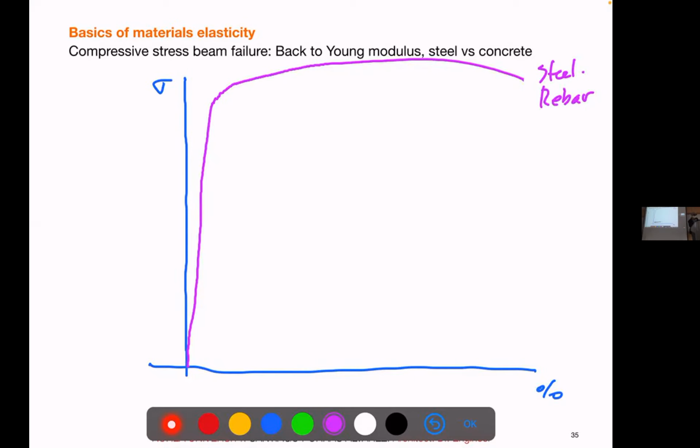Concrete stiffness, this kind of angle, is more or less 1/10 of steel. But the strength is more or less 1/10, 1/20. So let's go to 1/10. It's about here. So steel yields here, concrete, 1/10, will be probably this. If you put it in the same scale, concrete will break here.